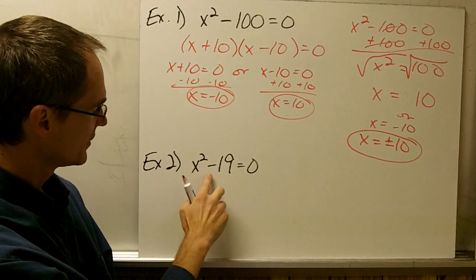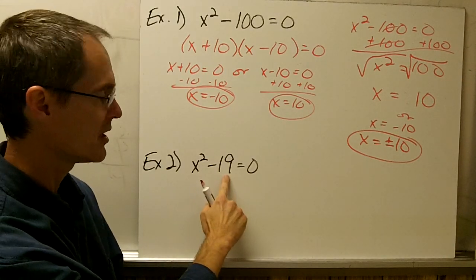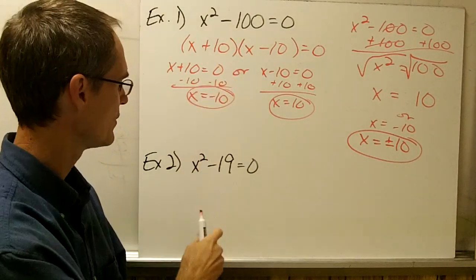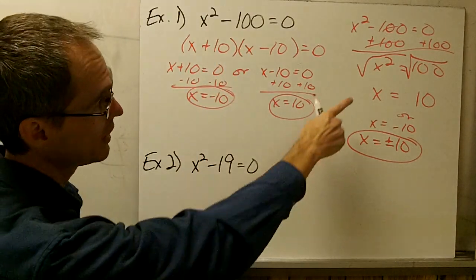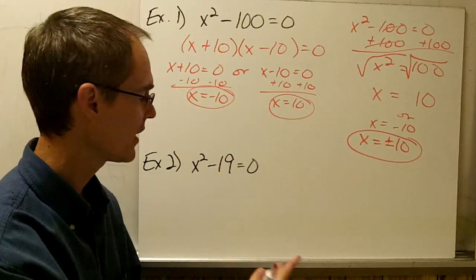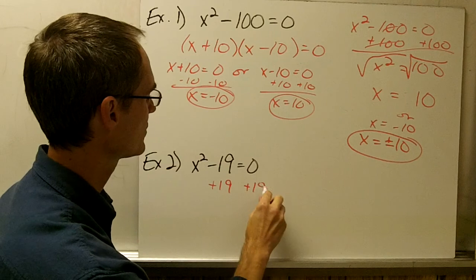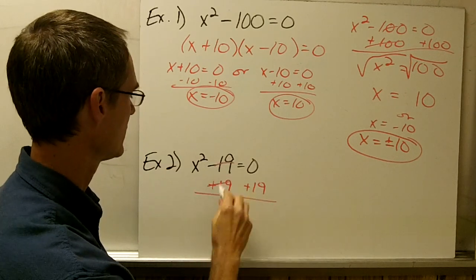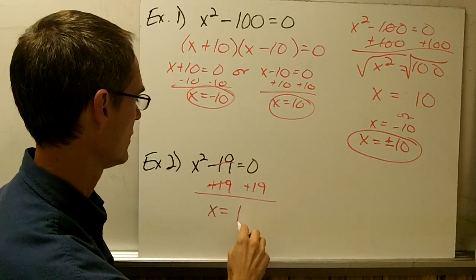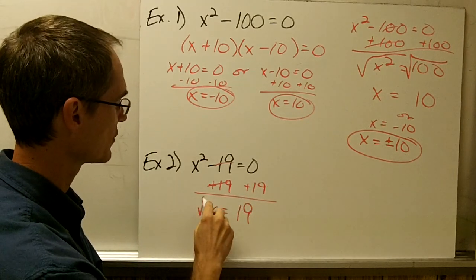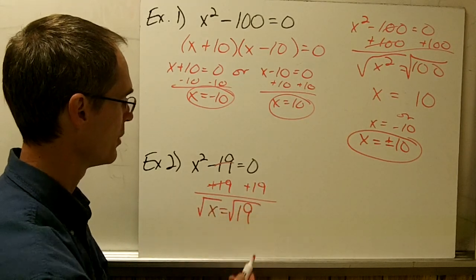Like this is the difference of two numbers, but this number here, 19, is not a perfect square, so it's harder to factor. You can't do that one as easily. Well, it turns out though, if I use this method here, it's very easy to solve. If I just add 19 to both sides, then I get x squared equals 19. And now I'm going to do what I did before, which is take the square root of both sides.